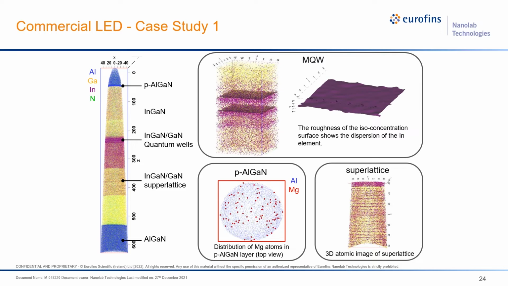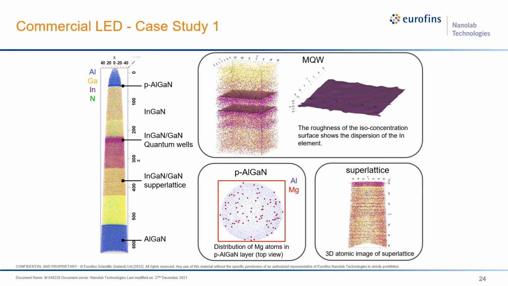Also, we can look at the superlattice structure shown on the bottom and see that it also has indium-rich regions, as well as a magnesium dopant in the p-type aluminum gallium nitride layer. Over here, clearly as a 2D map, we can see where these individual magnesium atoms are distributed.